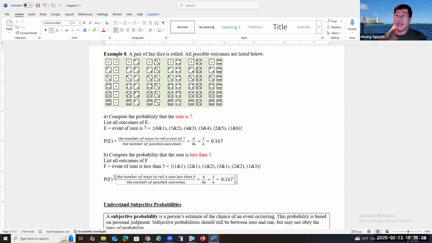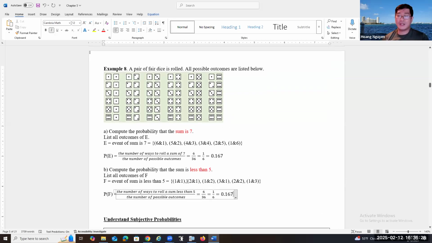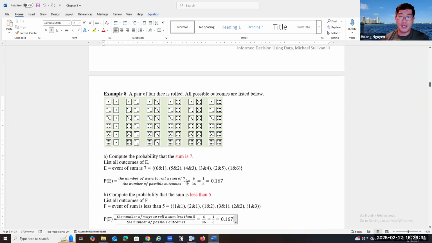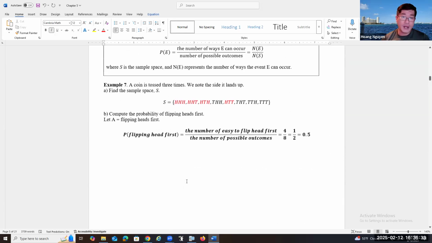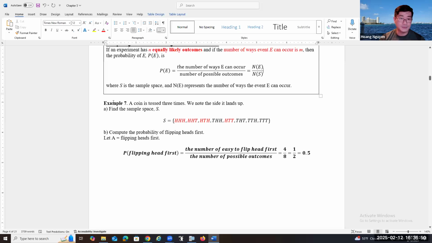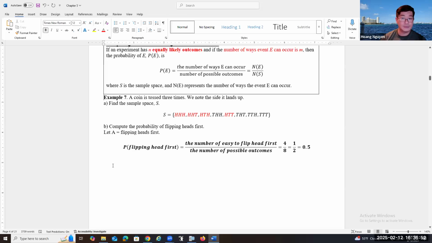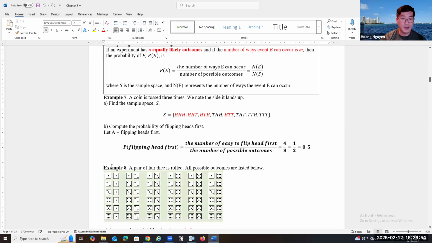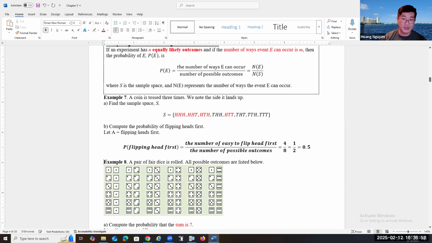Okay. So this is the second example that gave you the idea of how we use the classical method to calculate the probability. Whenever we're using the classical method, make sure that you assume that all of the outcomes are equally likely. So that's the classical method.